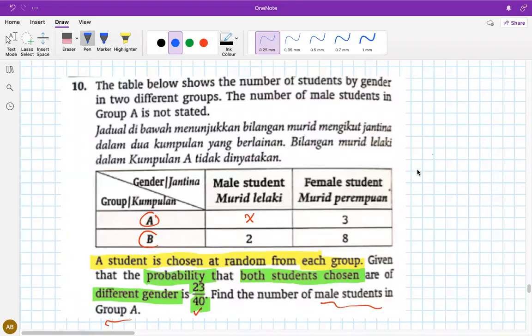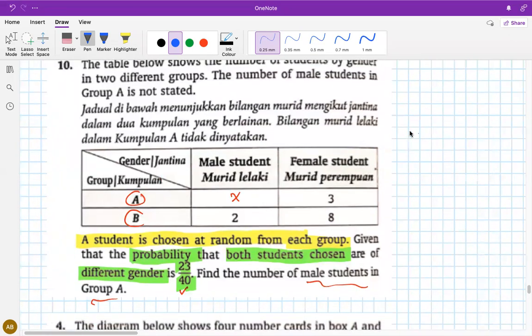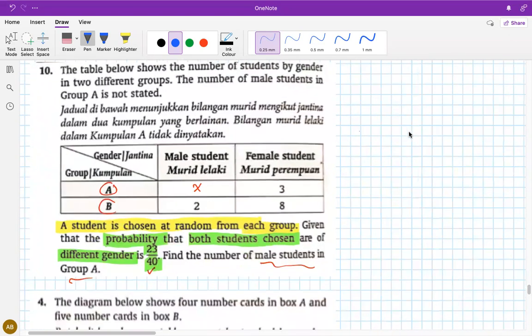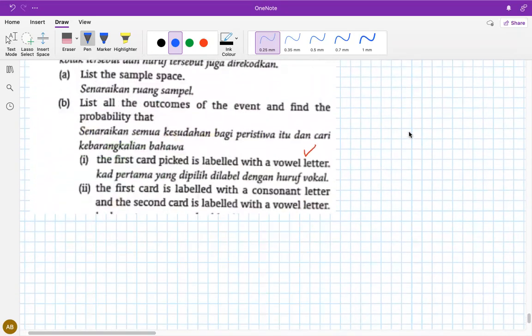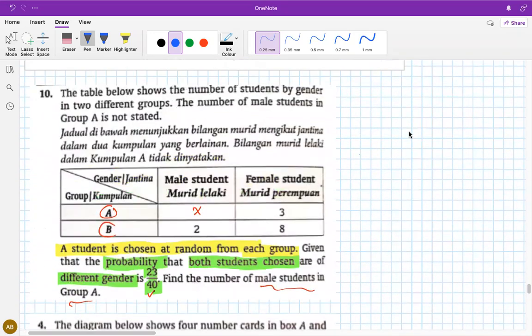Okay, so this video will be discussing examples of SPM probability questions. It's taken out from the workbook of Pelangi. Okay, let's read the question. I prepared three questions only.